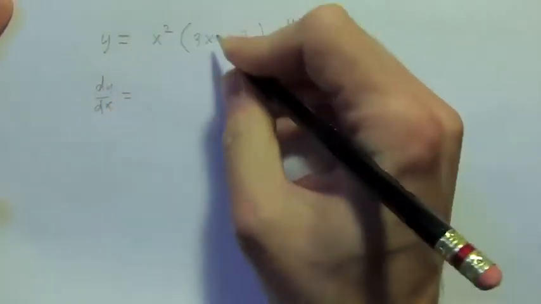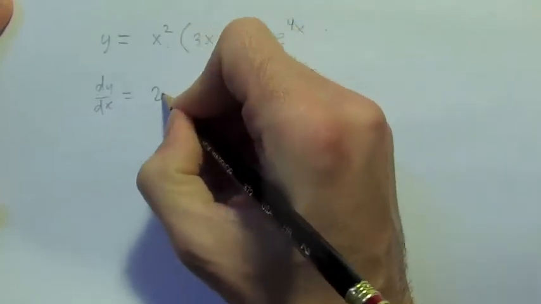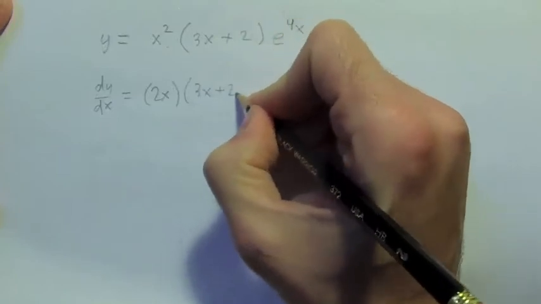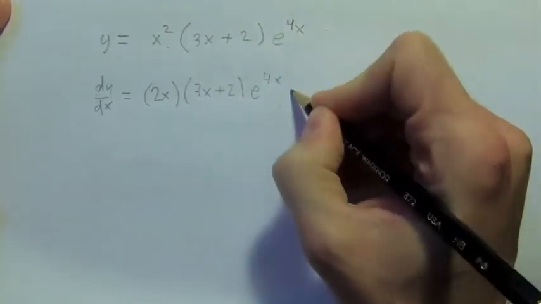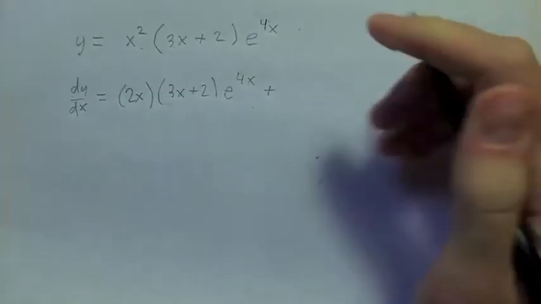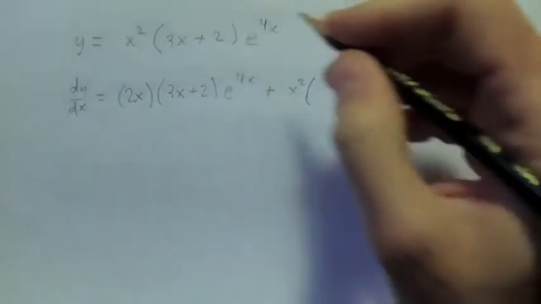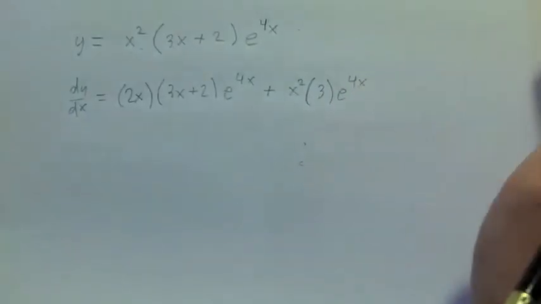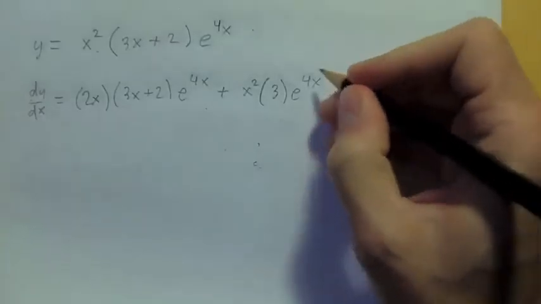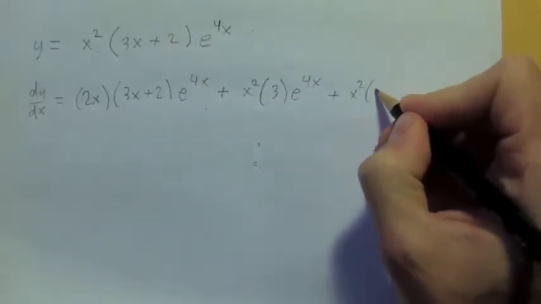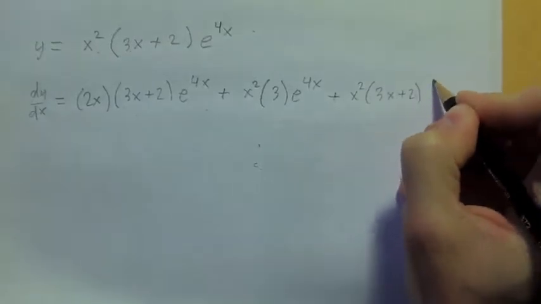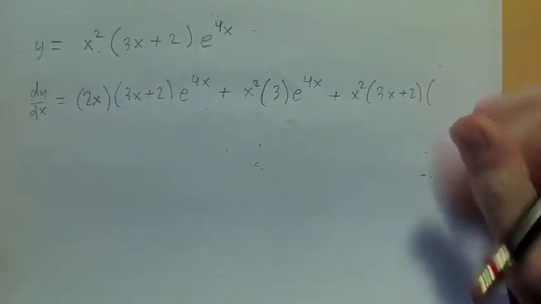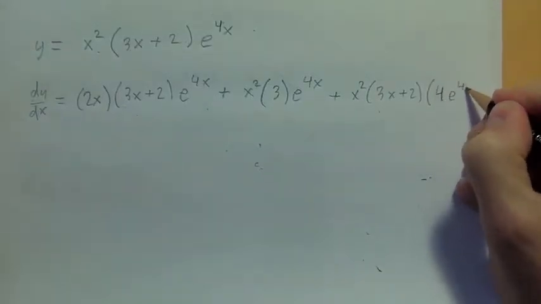product rule. Okay, so it would be the derivative of the first guy, which would be 2x, times the second guy left alone, and the third guy left alone, plus, now it will be the first guy left alone, times the derivative of the second guy, which will simply be 3, times the third guy left alone, then plus the first guy left alone, the second guy left alone, then the derivative of the third guy, which will be 4e to the 4x.